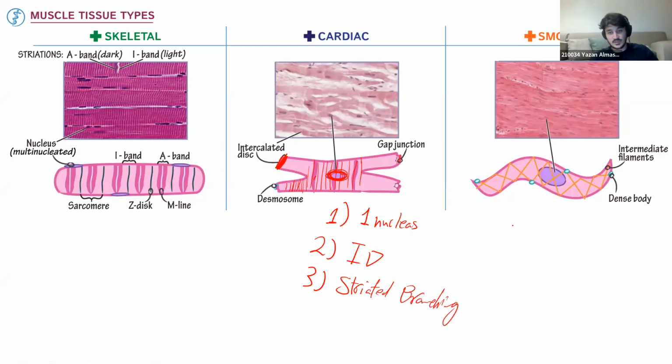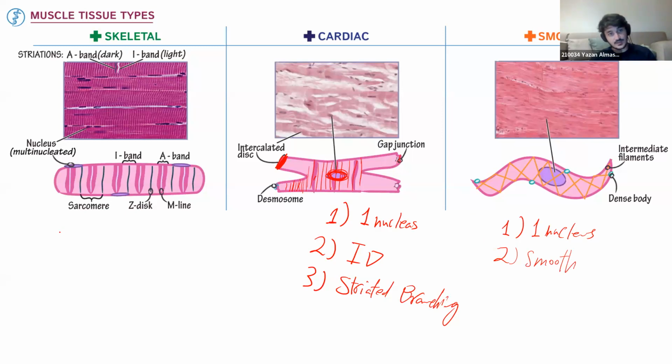Okay, now smooth muscle cell will have also one nucleus. However, it will be smooth. That's why it's called smooth muscle. It will not have striations. Okay?